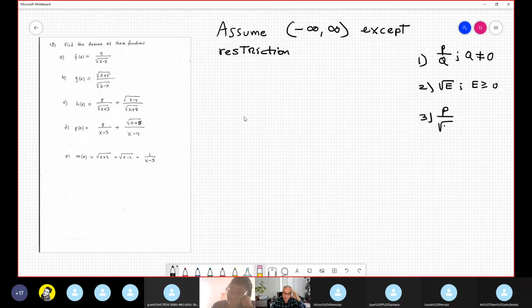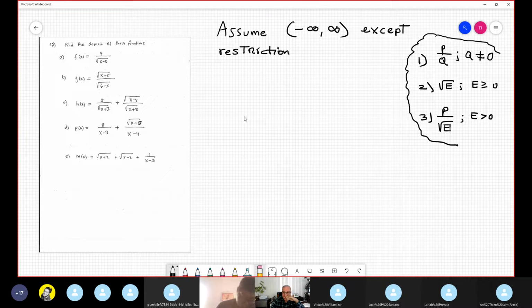And when it's a radical in the denominator, you need to find the values for which the expression inside the radical must be positive. Because square root of zero is zero, which is real, but division by zero is the same problem as the first. Keep in mind these restrictions, and you apply them in any expression. And suppose you have more than one restriction, so you put them together with 'and': you must satisfy this restriction and this restriction and this restriction.